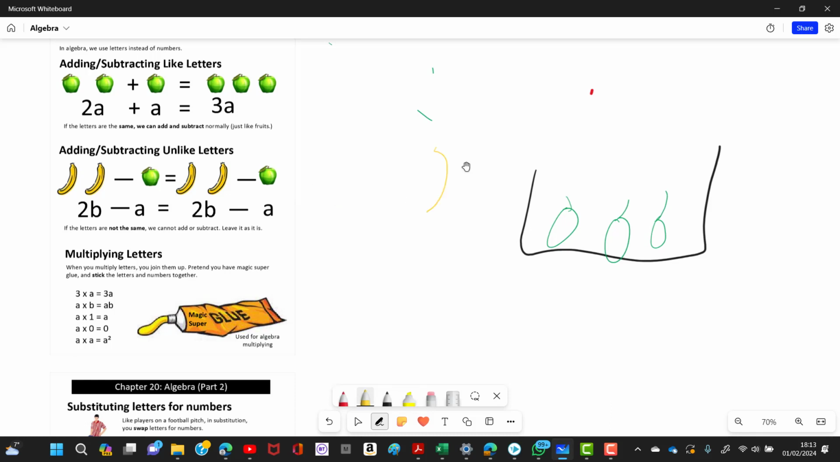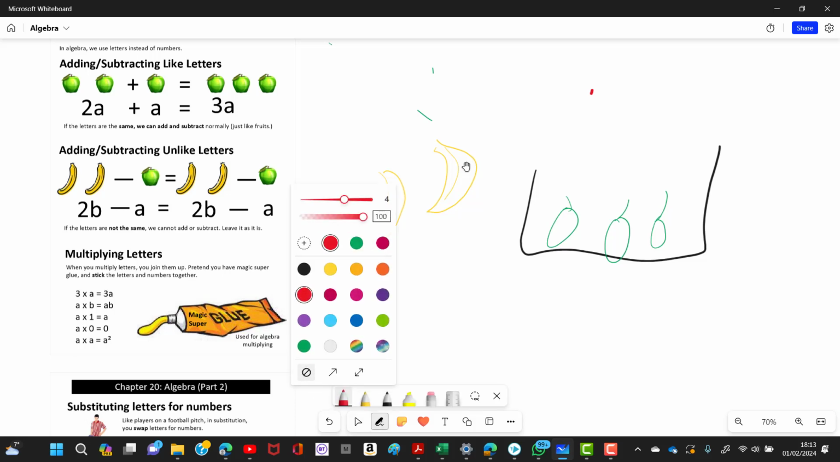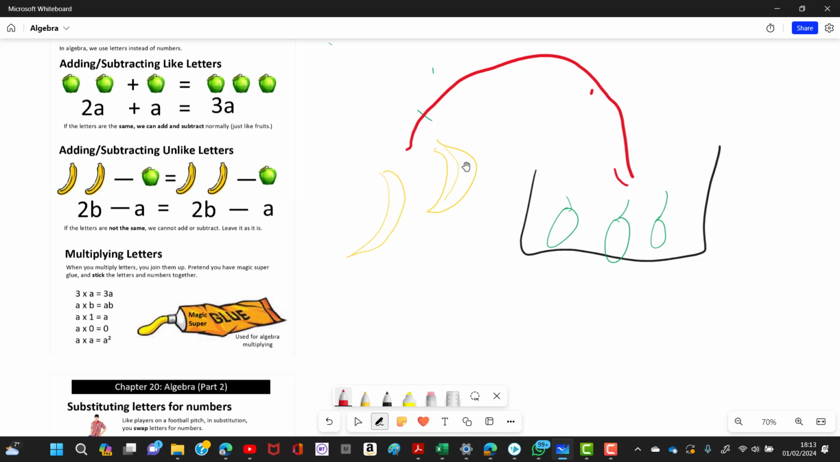And then we have 2 bananas. And we put those 2 bananas in the basket. So put it straight in there. So those disappear. And what do we have now?